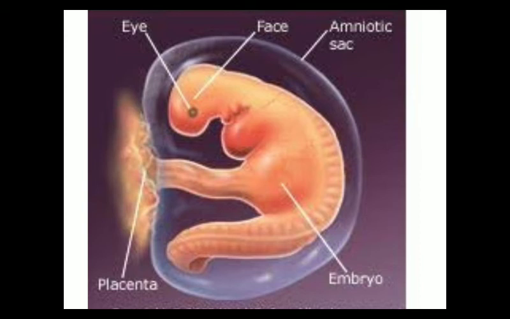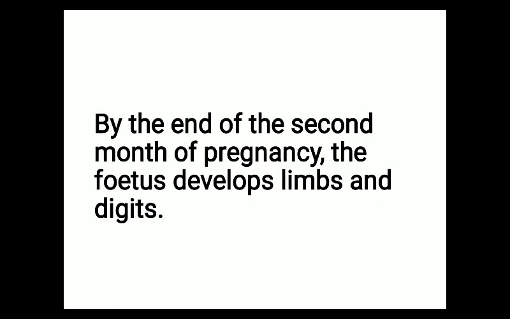So this is the diagram of the fetus, the 1 month old fetus. It will look like this. By the end of the second month of pregnancy, the fetus develops limbs and digits. So this is also important. During the end of the second month of pregnancy, the formation of limbs and digits takes place, forelimbs and hind limbs will be formed.